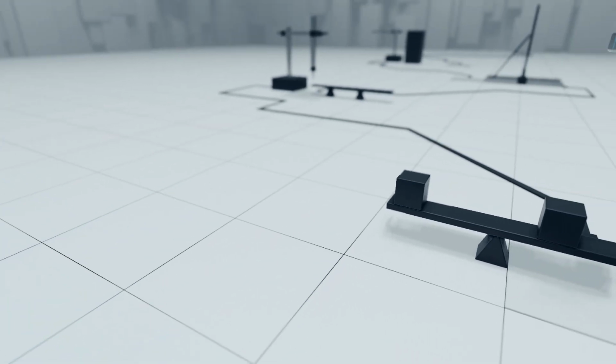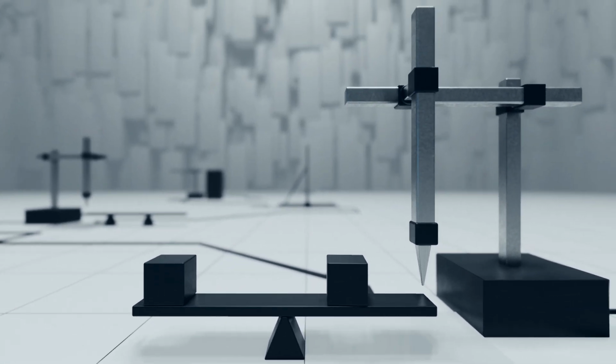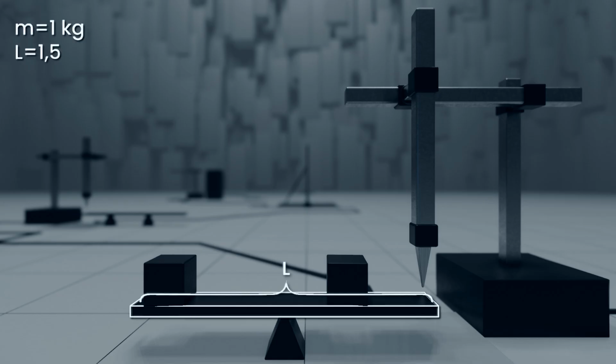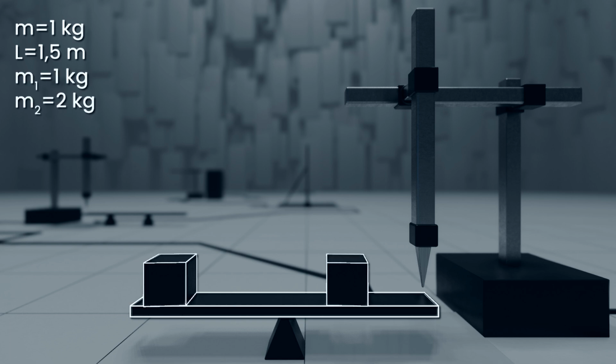Let's get started. A uniform board of length 1.5 meters and mass 1 kilogram is balanced on a fulcrum at its center, forming a lever. Two weights are placed on the board. The first weight, with a mass of 1 kilogram, is positioned 0.6 meters from the center. The second weight has a mass of 2 kilograms and is placed at an unknown distance from the center. We need to determine how far from the center the second weight must be placed for the system to remain in equilibrium. This is a simple example of a lever balance, which follows the law of the lever.